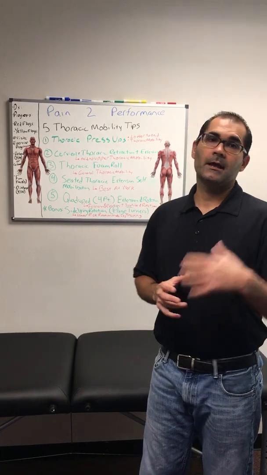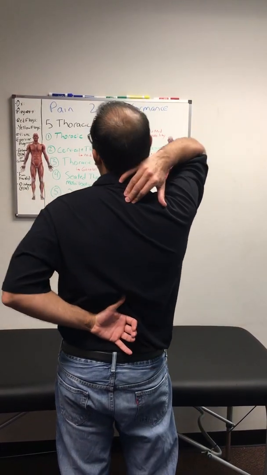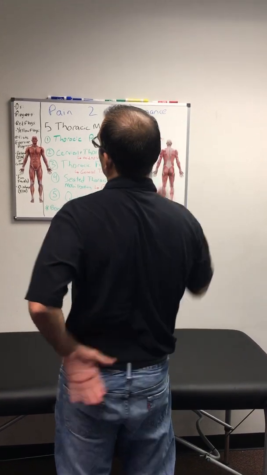So we're going to give you 5 exercises plus 1 bonus exercise for the thoracic spine. The most common thing that we find is loss of thoracic spine extension. That's this area of the body rocking into extension. So several of these are geared towards extension, or extension and rotation, which is a couple of movements.